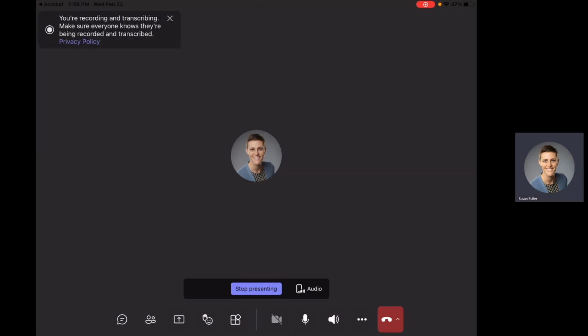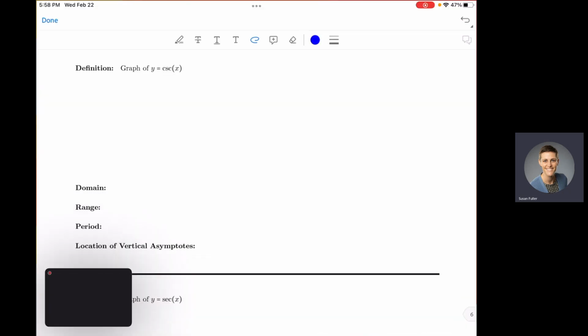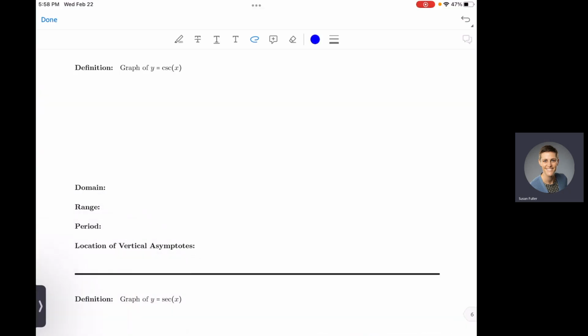Hello all. I wanted to make a quick video to cover part of homework 6 that I'm not going to be able to cover in class. These two pieces you actually won't be tested over, but it might show up in a future class. So I do want you to have exposure to what these graphs look like.